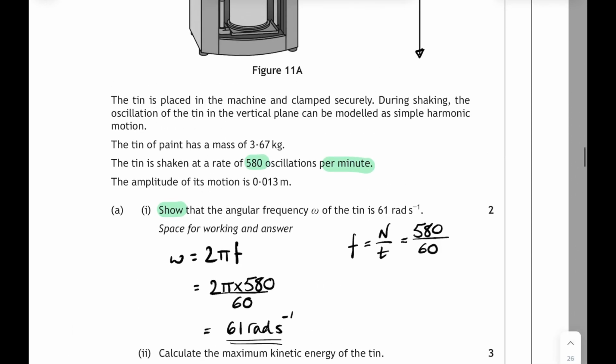Part a 2, calculate the maximum kinetic energy of the tin. Well, the maximum kinetic energy will be when the displacement is 0.